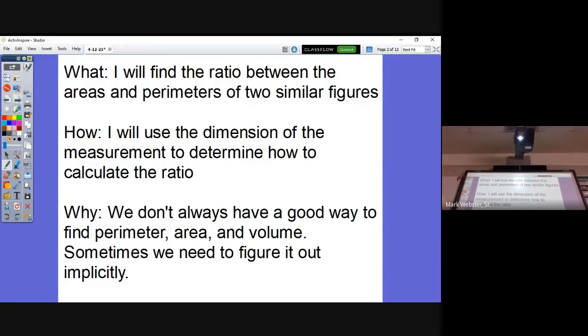So basically the idea is, we're going to be given two things that are the same, except one's bigger, one's smaller. Like similarity, right? We talked about similarity. So it's going to be two figures that are similar, and we're going to be given information about one of them, and we have to find out the information about the other one. All right? Does that make sense?